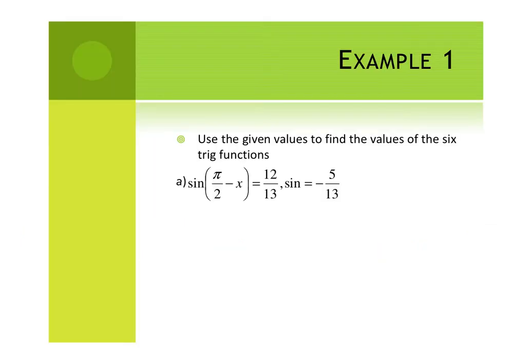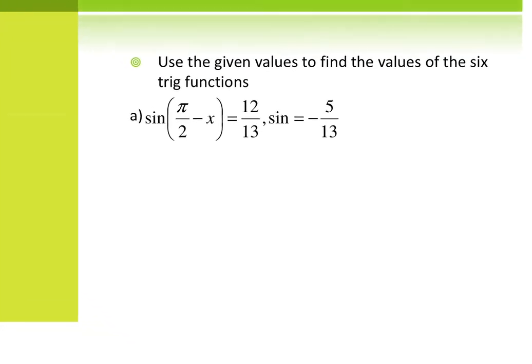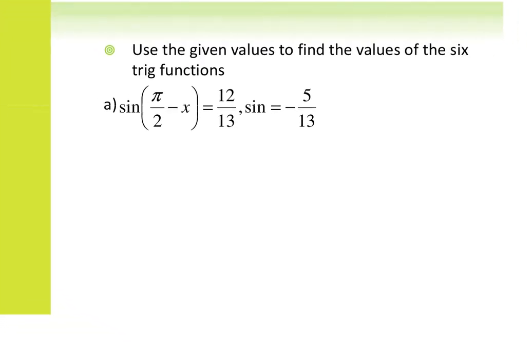You'll see them used in a couple different ways. This is the first way. It says use the given values to find the values of the 6 trig functions. I'm given sine of pi over 2 minus x equals 12 over 13, and sine of x equals negative 5 over 13. My goal is to find sine of x, cosine of x, tangent of x, cosecant of x, secant of x, and cotangent of x.